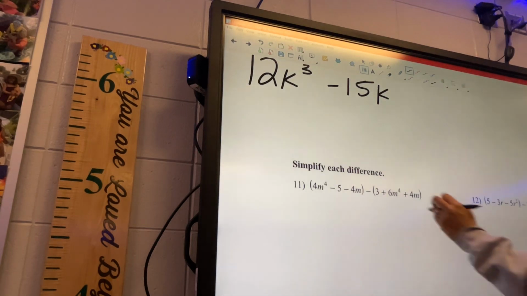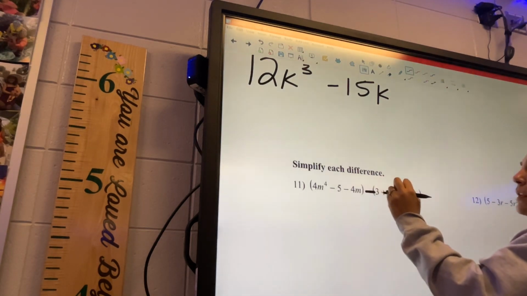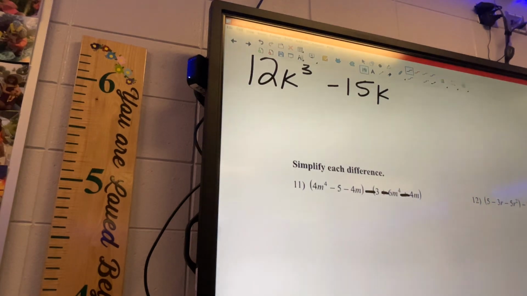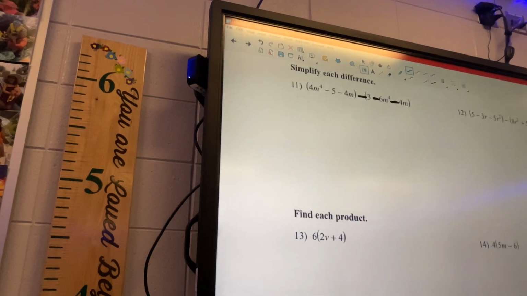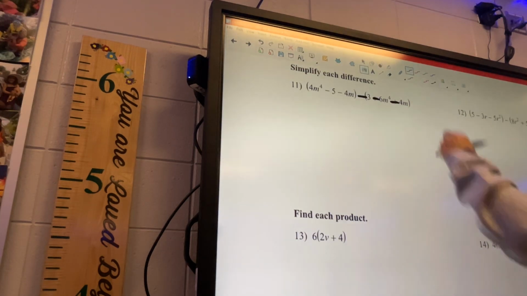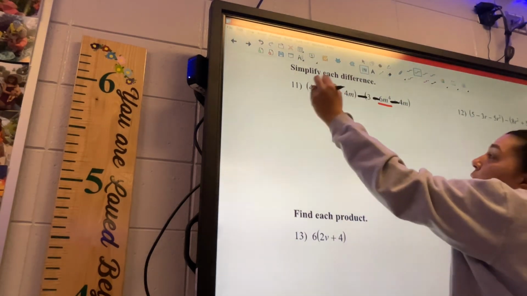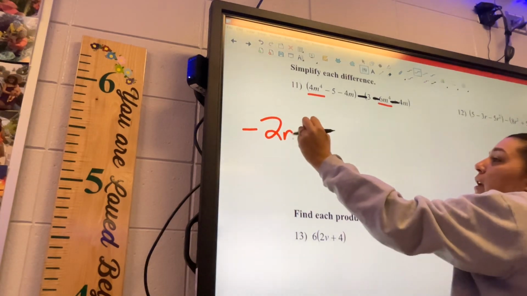Okay, so this 3 is going to become a negative, this 6 is going to become a negative, and the 4 is going to become a negative. Okay, so in the second parentheses, all the signs get changed after the minus. And then we combine just like we normally do. The highest exponent I have is M4, so I can put these two together. 4 minus 6 is going to be negative 2 M4.